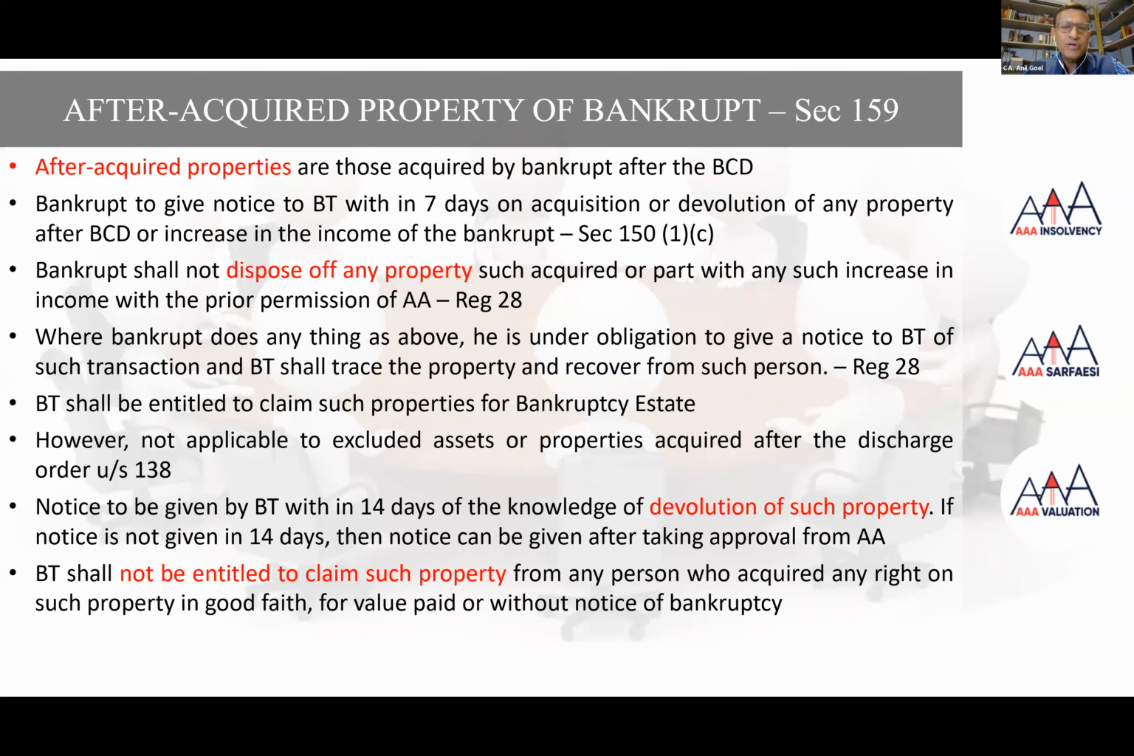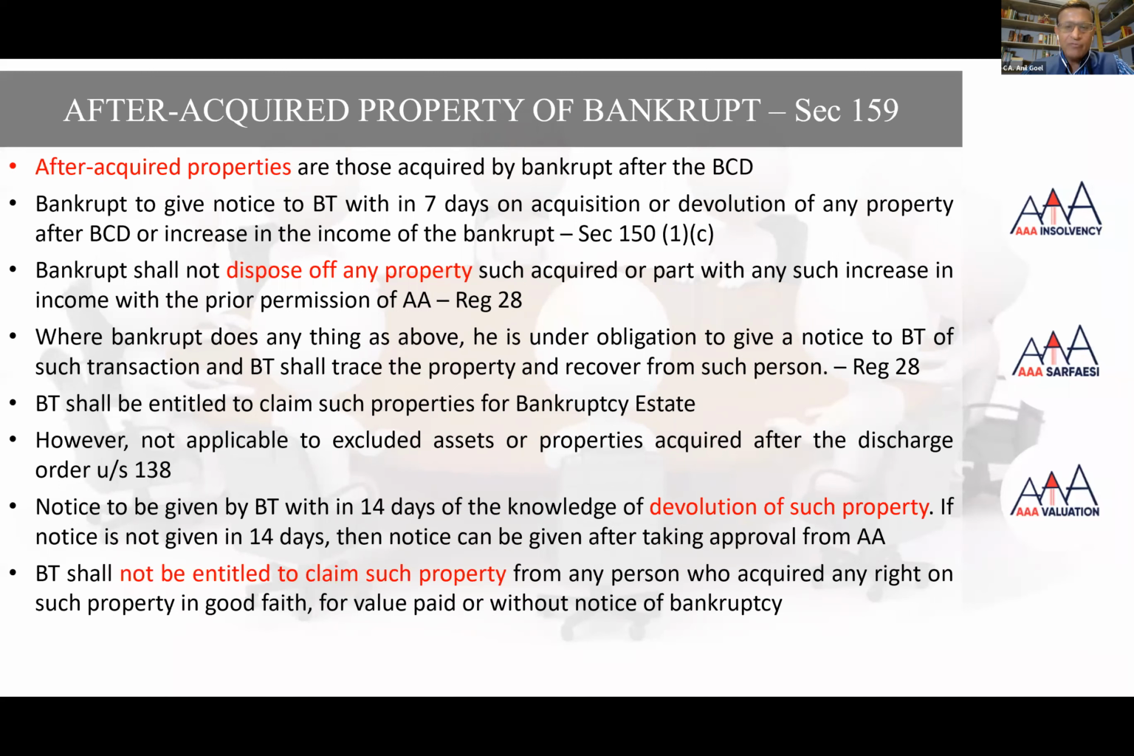So one issue is under section 159, after-acquired property of the bankrupt. This section says that during the bankruptcy process, if there is any property which is acquired by the bankrupt, the bankrupt has an obligation to inform the BT within 7 days on acquisition or devolution. Now, acquisition or devolution means that the property can be acquired by any implication of law or any event, maybe that the will has triggered, or any inheritance has triggered.